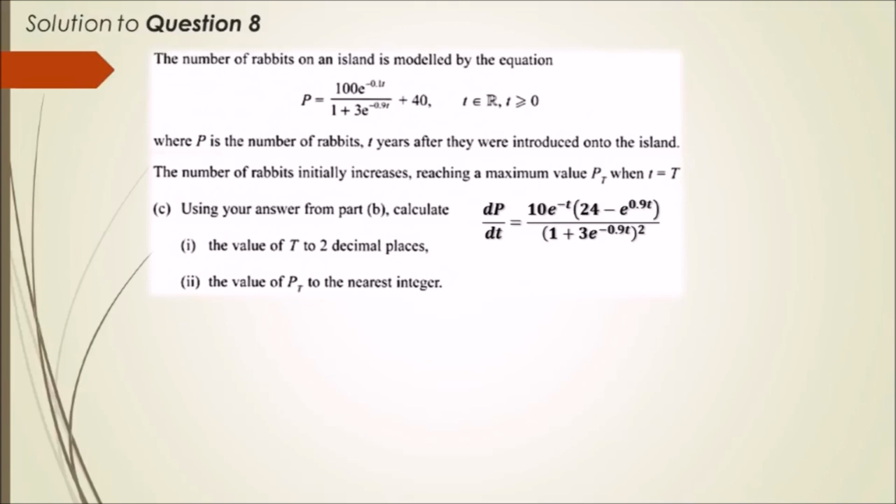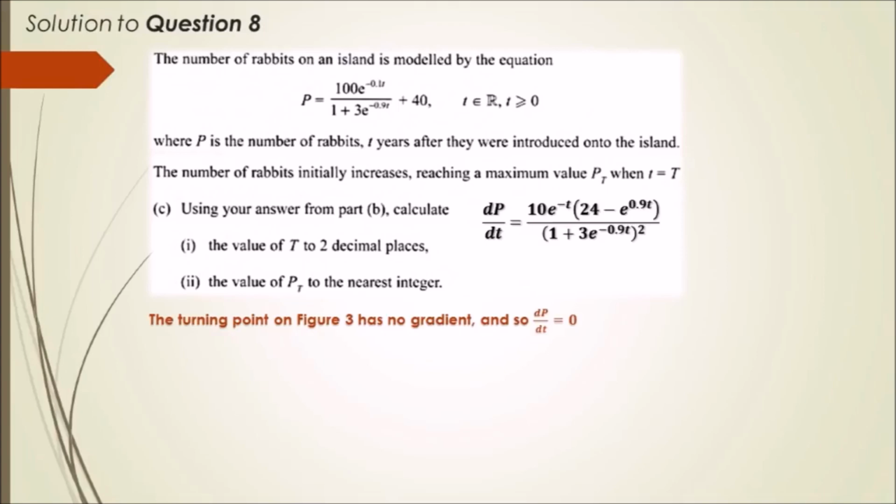The value of t to 2 decimal places and the value of P(T) to the nearest integer. So really, let's understand this. When we differentiate, firstly, we should understand that the curve we saw in figure 3 has a turning point. And this turning point, for any curve, any shape, is always where the gradient is 0. And we know that the first derivative is the gradient. So setting that to 0, we have dP/dt equal to 0.